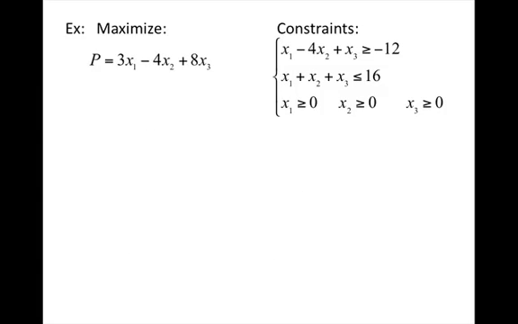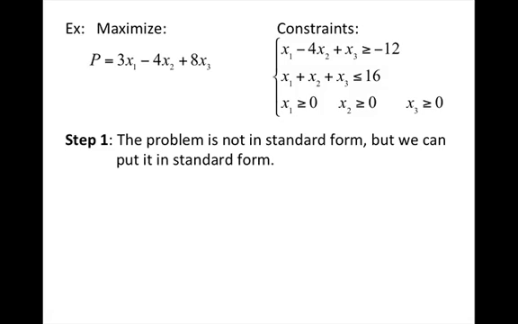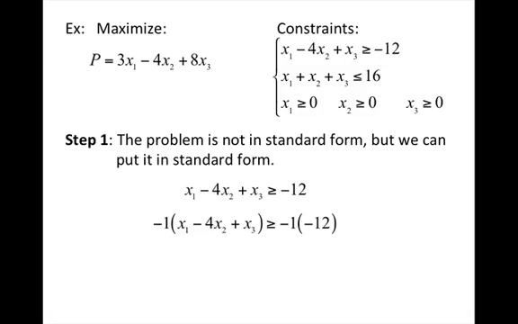Now let's look at the third example. For step 1, this problem was not originally in standard form, but we were able to put it in standard form. I took my first constraint and we multiplied each side by -1. This gave us a constraint that was less than or equal to a positive number, which is what I always want. I need my constraints to be less than or equal to a non-negative number.